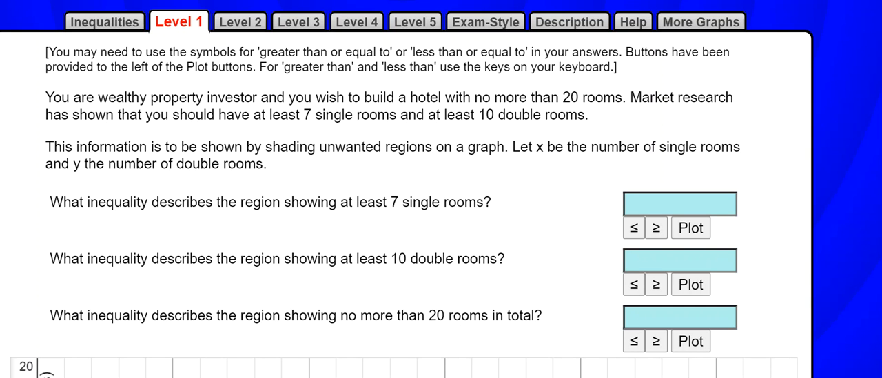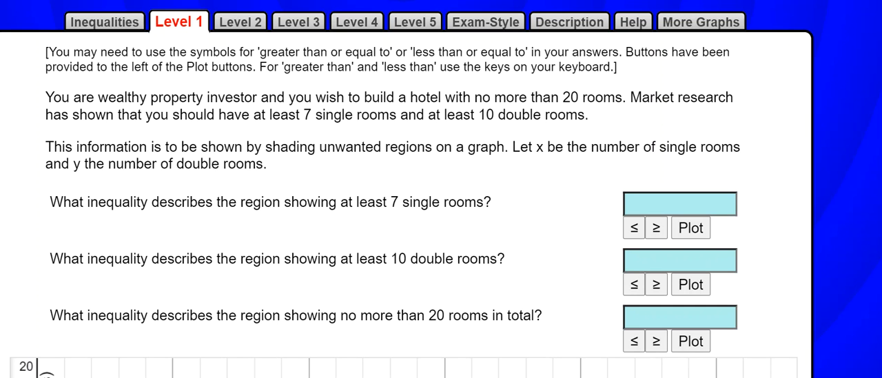This information is shown by shading unwanted regions. So, we've already discussed that it could be no more than 20 rooms, so it could be less than 20. But it needs to be 7 or more single rooms and 10 or more double rooms. You've got to define what x and y is going to be. What should we go with? Single rooms are x. Double rooms are y. Good.